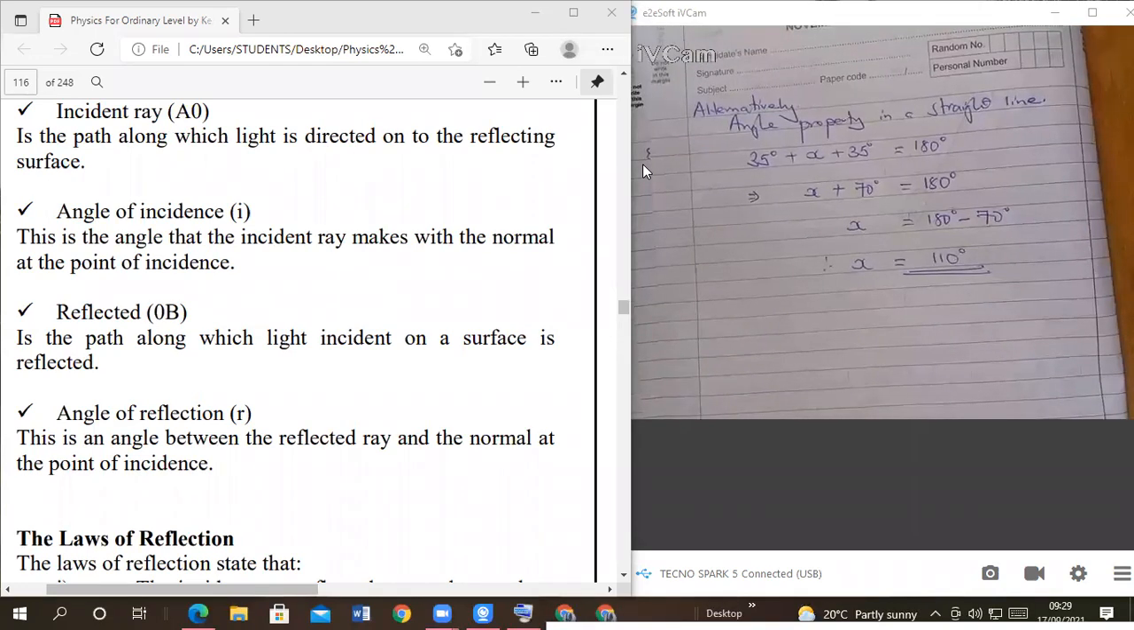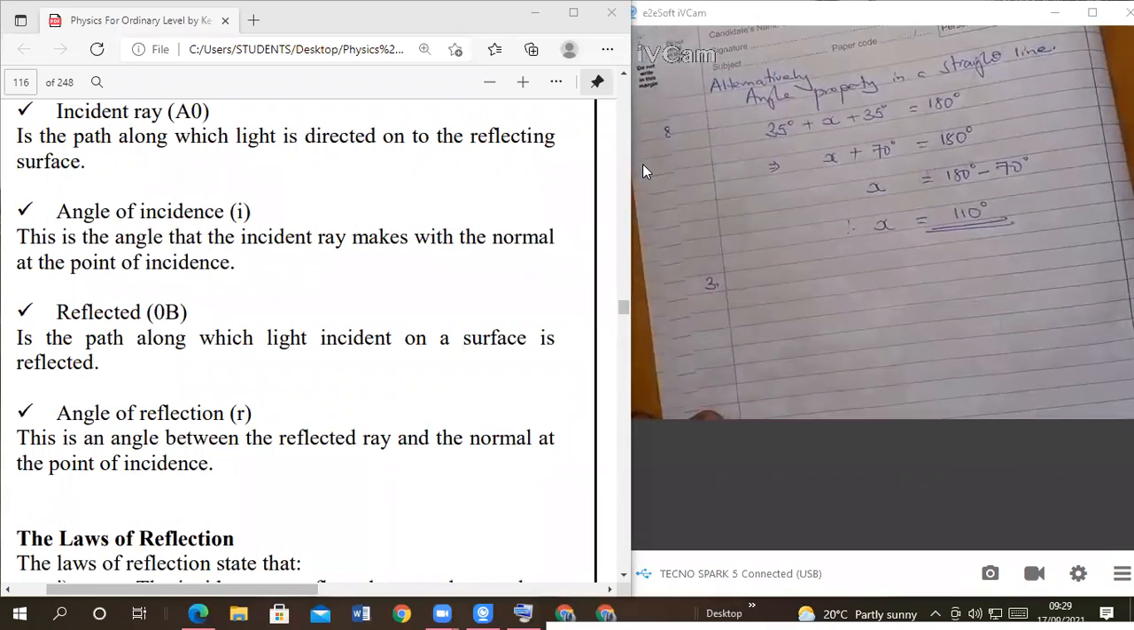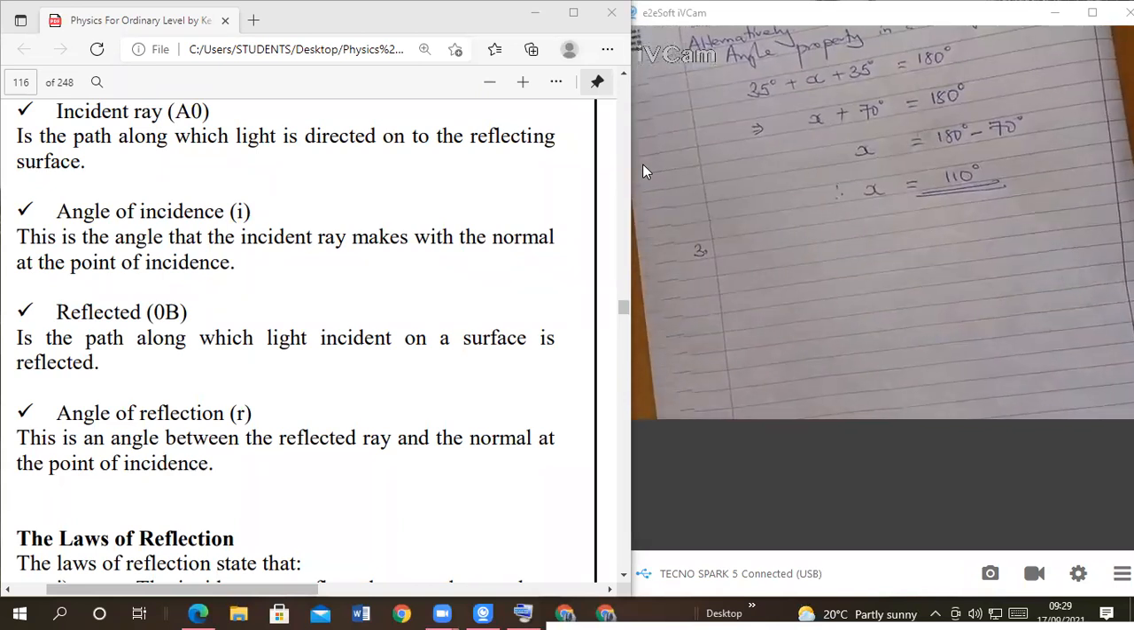Yes. Good, good. Number 3. Let's look at question number 3. Okay?